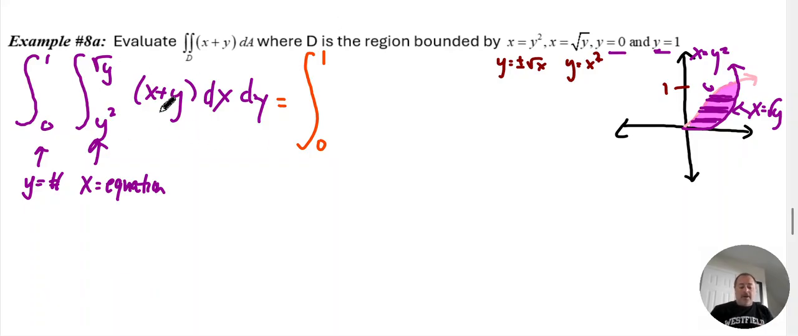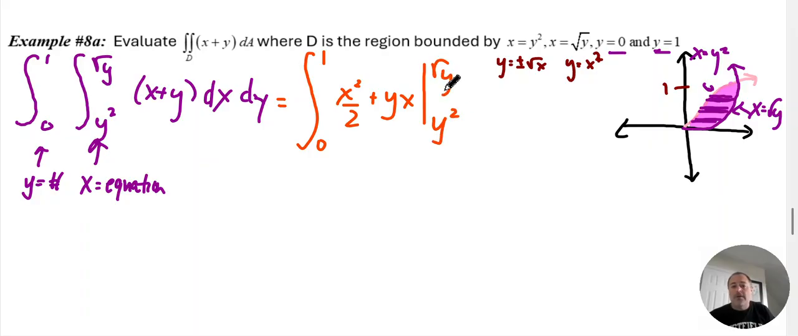Now again, friendly reminder, guys, that we're doing these problems with respect to x. So that means that y is a constant here, right? So when we integrate this, we're going to do x squared over 2. And then since y is a constant, we're just going to integrate y as yx. And then we're going to evaluate this from y squared to the square root of y, and then we have our dy function. All right, so it's just really important to take a second and just remember that that's what we're doing for these particular problems.